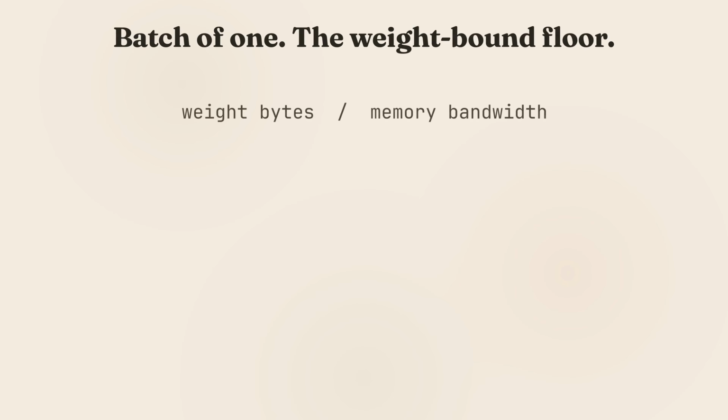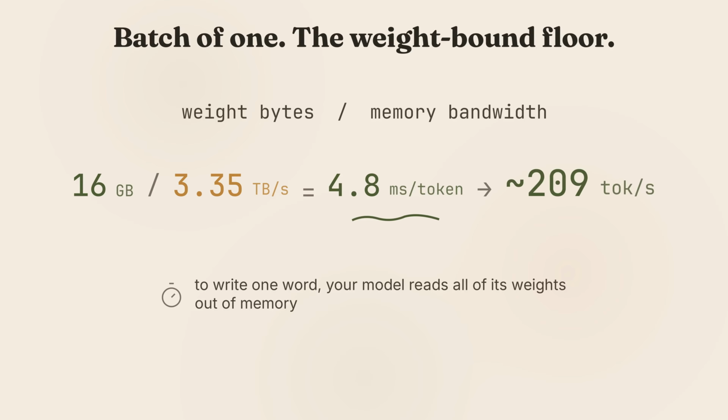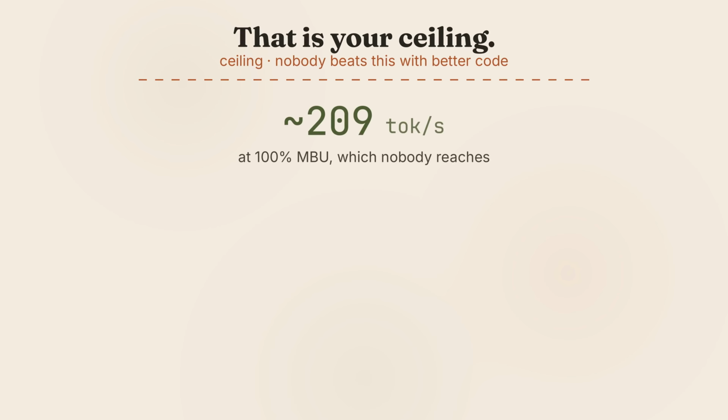One H100, the 8 billion model, one person waiting, nobody else on the card. To write one word, your model reads all 16 gigabytes of its weights out of memory. And how fast can that card move them? 3.35 terabytes every second. So divide, and one word takes about 4.8 milliseconds. And that's a bit over 200 tokens a second. And that's your ceiling. Nobody beats it with better code. And it's simply the fastest that answer can physically arrive.